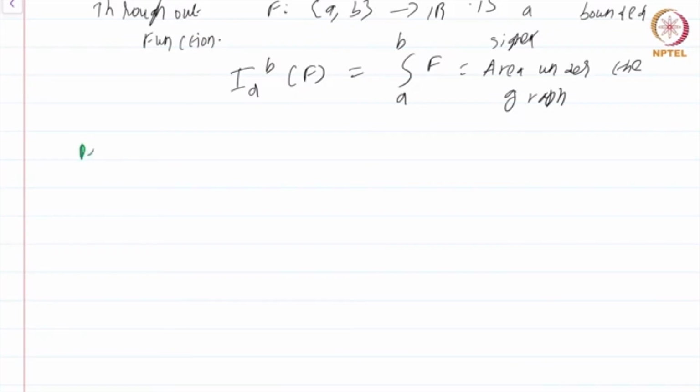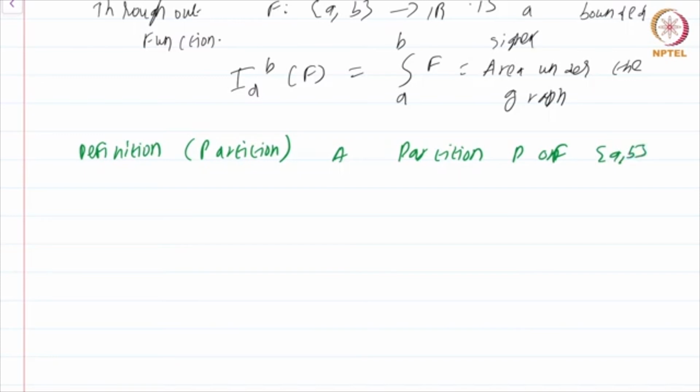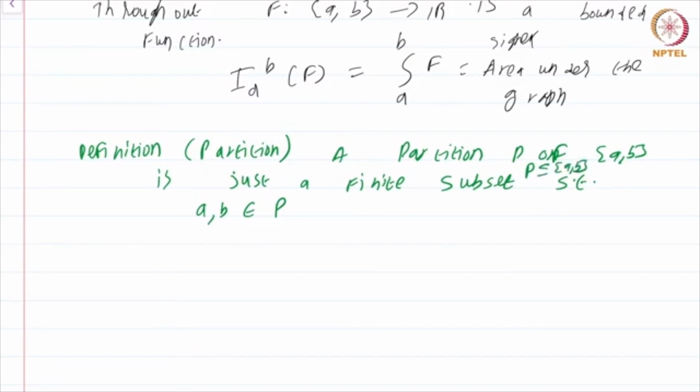Definition. This is the definition of a partition. A partition P of the closed interval [a,b] is just a finite subset P of [a,b] such that a, b are elements of P. It's just a subset of [a,b] that also happens to contain both the points a as well as b.